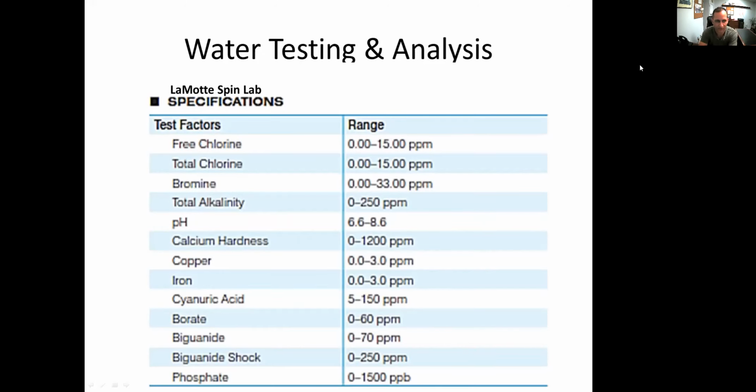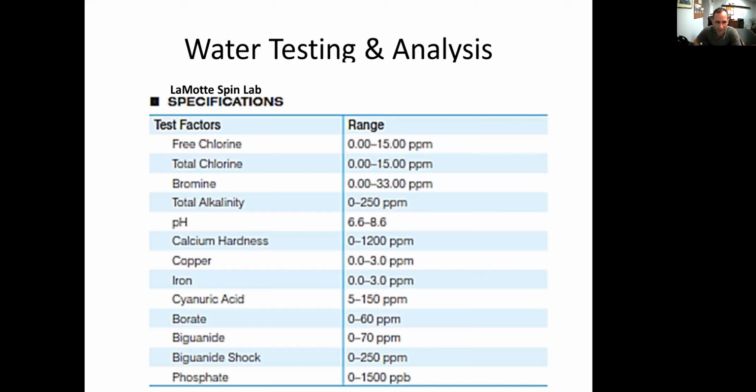Also, something important, which I see a lot, is that each test method has different limits of testing. So this is the limits of testing for the LaMotte Spin Lab. I just had someone ask me about cyanuric acid today, where their local codes require the cyanuric acid to be 0, and they keep testing the water and it's coming up as 5 ppm. Well, the important thing to note here is that the limits of testing starts at 5 ppm. So even if your cyanuric acid is 0, it might show up as 5 ppm.